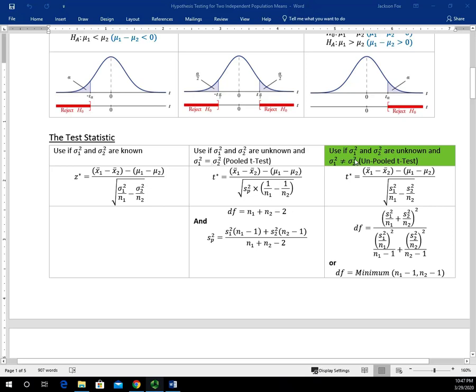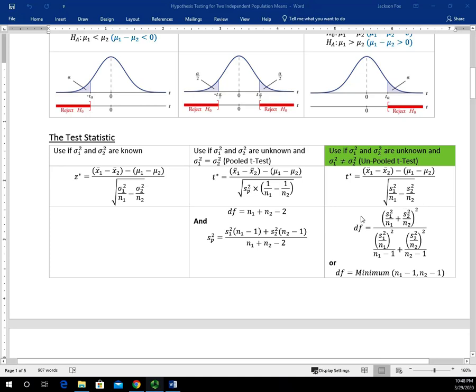We're going to focus on this last one right here where we make the assumption that sigma 1 squared and sigma 2 squared, the population variances, are unknown, and sigma 1 squared is not equal to sigma 2 squared. That's called the unpooled T test. So that's what we'll focus on with this one. And the test statistic is as follows that you can see right here.